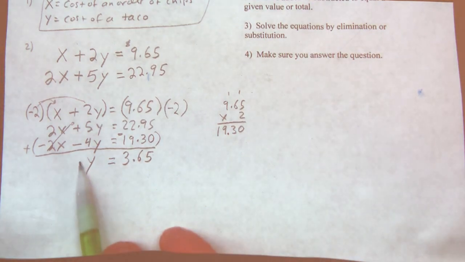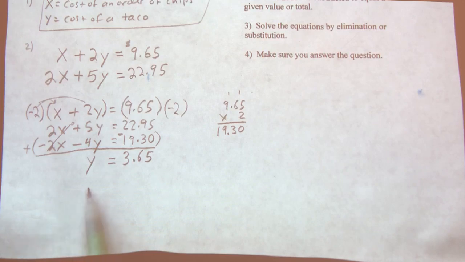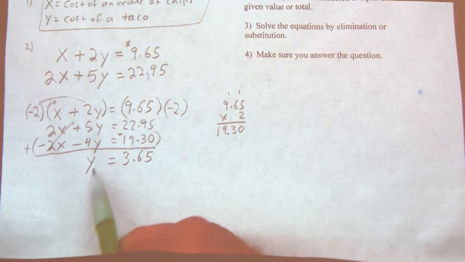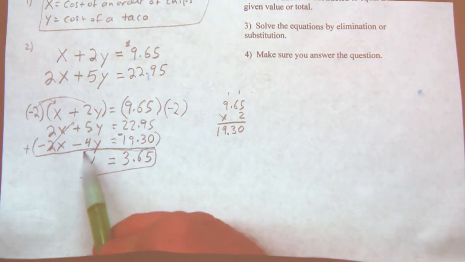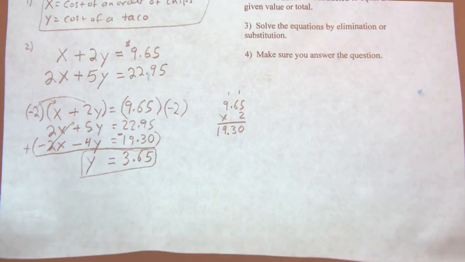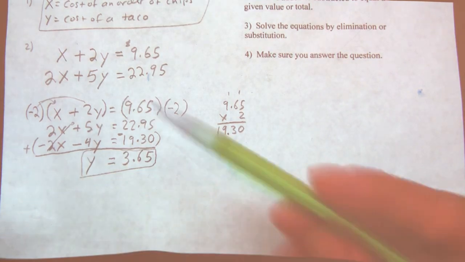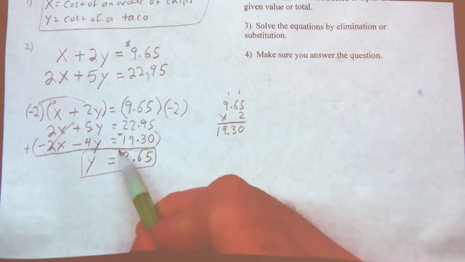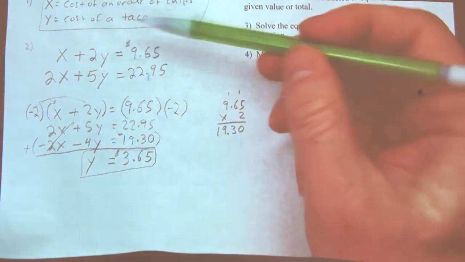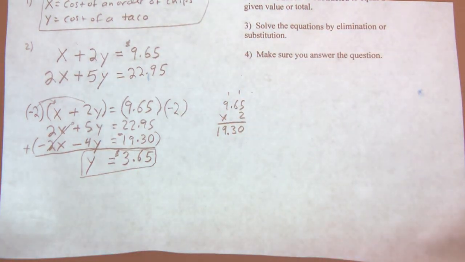Often we'll have a coefficient here and we would have to divide. If this was 2y, we would divide to solve for y. But in this case, we've just, by luck, already solved for y. So now we know that y is $3.65, because remember, y is the cost of a taco.